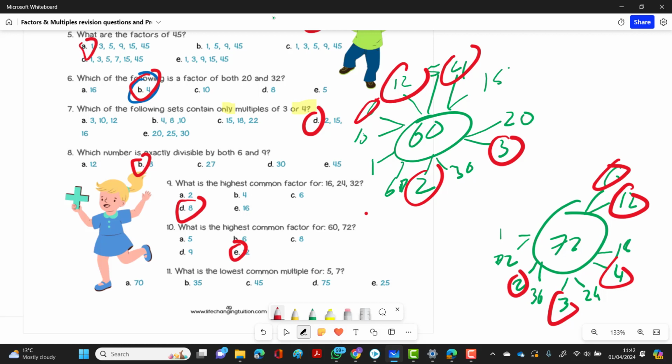Lowest common multiple of 5 and 7. It's quite easy. Number 11, there's a mistake here. Number 11 should be that. The answer is okay.